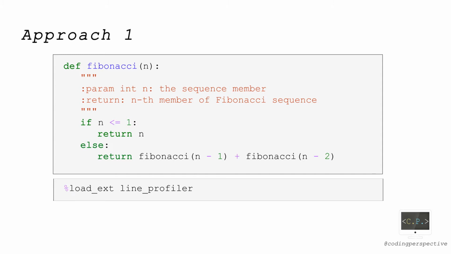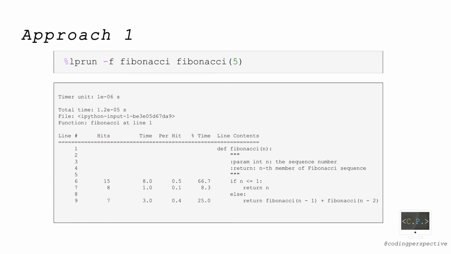To do that, I will use a line profiler so that we can see how many times each row of the function is called. Here, I make the experiment on computing the fifth member of the sequence. Let's call our function for n equals 5 using the line profiler. Notice that the function is called 15 times as the number of hits for line 6 is 15. Among those 15 calls, in 8 of them we wanted to compute either f0 or f1, which we can understand from the number of visits to line 7.